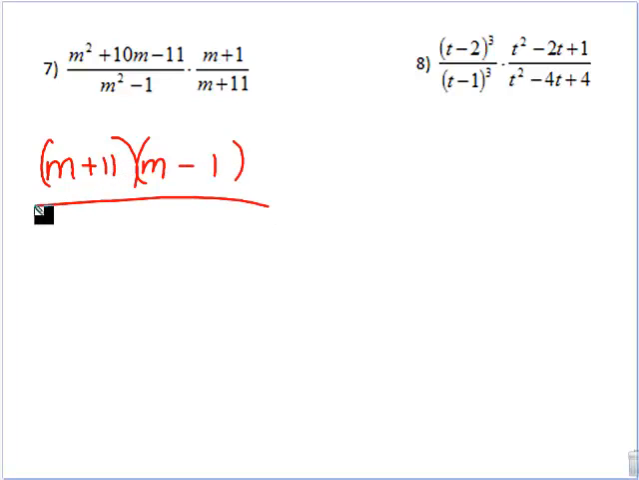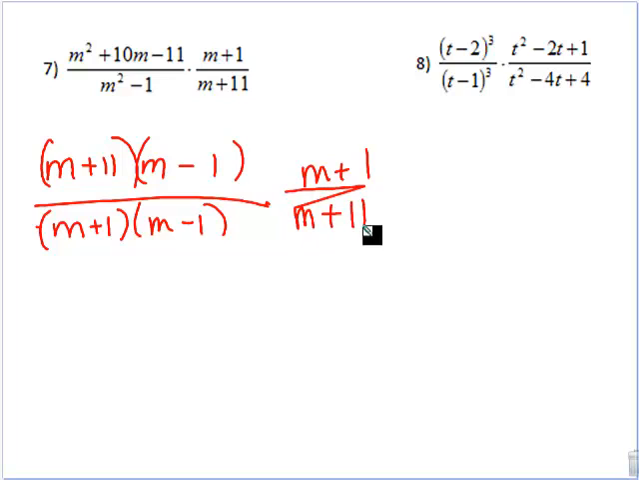Yeah, plus 11 minus 1. Over, how about m squared minus 1? Can we factor that? To what? Yep, m plus 1, m minus 1. And then we still are multiplying this by m plus 1 over m plus 11. Yeah, we can cancel these two m minus 1s. Good.